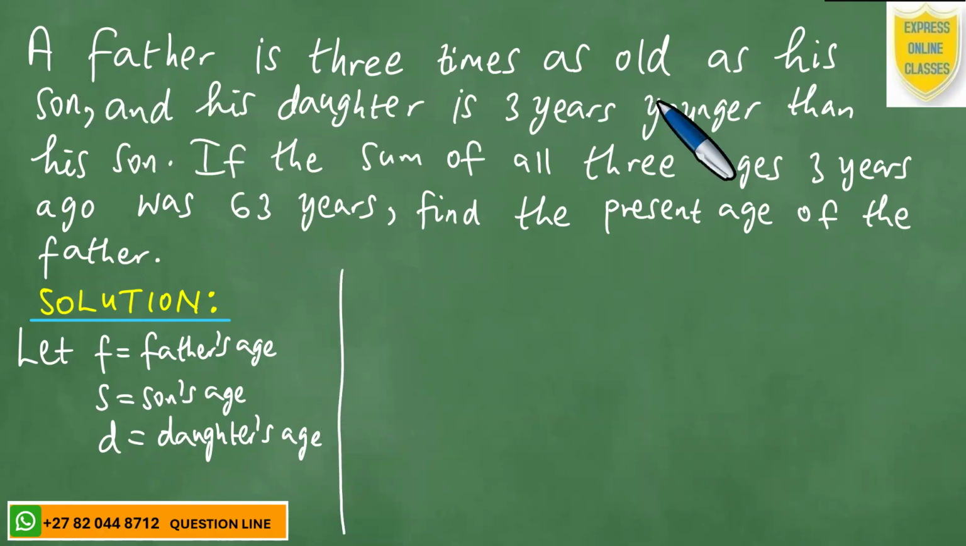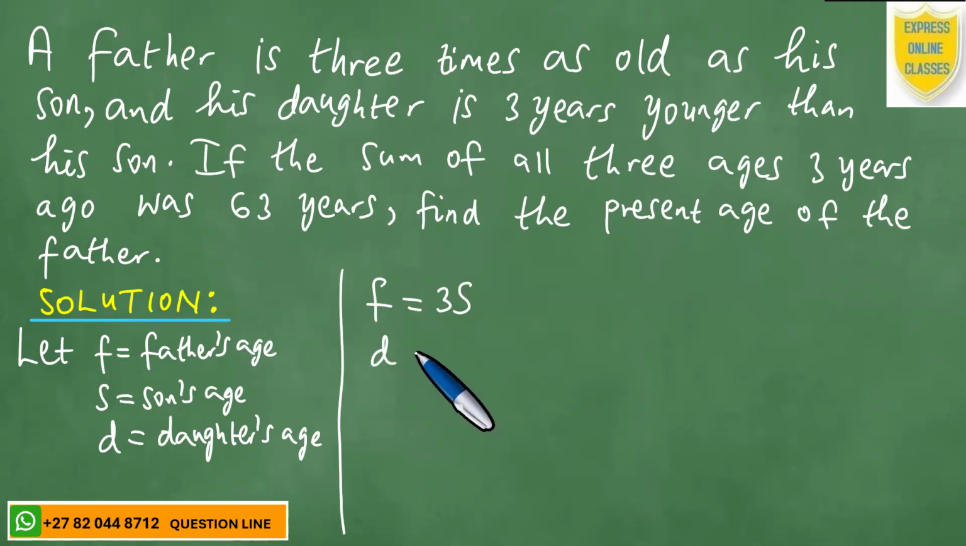Right, a father is 3 times as old as his son, and so if we are to compare the age of the father and the son, the father is 3 times as old as his son, and therefore we actually have to put a 3 there. And his daughter is 3 years younger than his son. So we're dealing with the daughter.